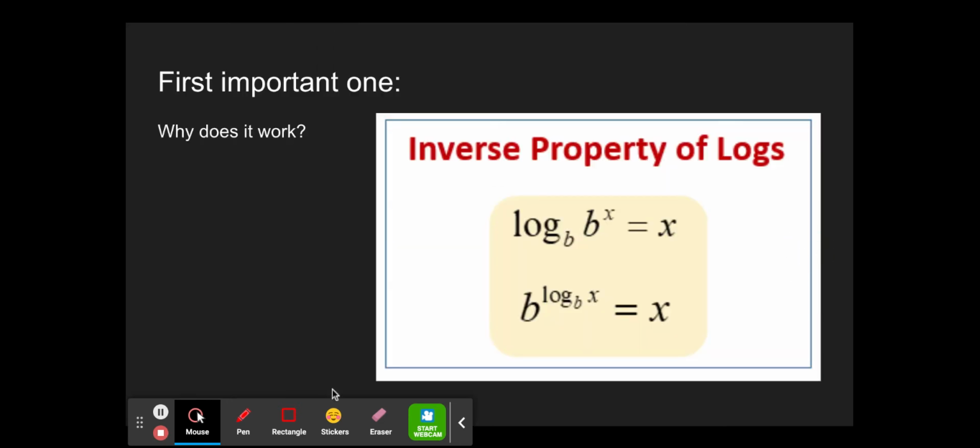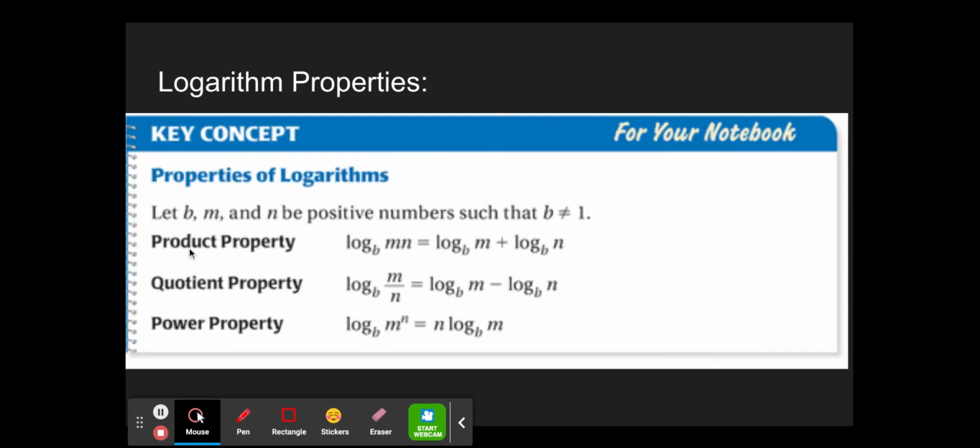Okay? You guys have already learned one of the big ones, which is the inverse property of logs, that log base b of b to the x is just x, and that b to the power of log base b of x is just x, that these things undo each other. That's super, super important. And then we got these three.